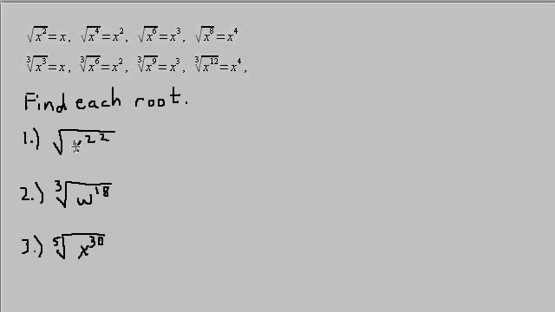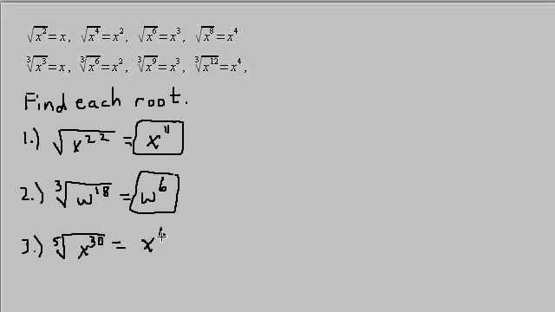So here we have the square root of x to the 22nd. So remember the index here, that's a 2 on the square root. So 2 goes into 22 11 times. So we would have x to the 11th. Alright, what about this? The cube root of w to the 18th. Well, 3 goes into 18 6 times, so that would be w to the 6th. And then here, the fifth root of x to the 30th. 5 goes into 30 6 times, so this would be x to the 6th.